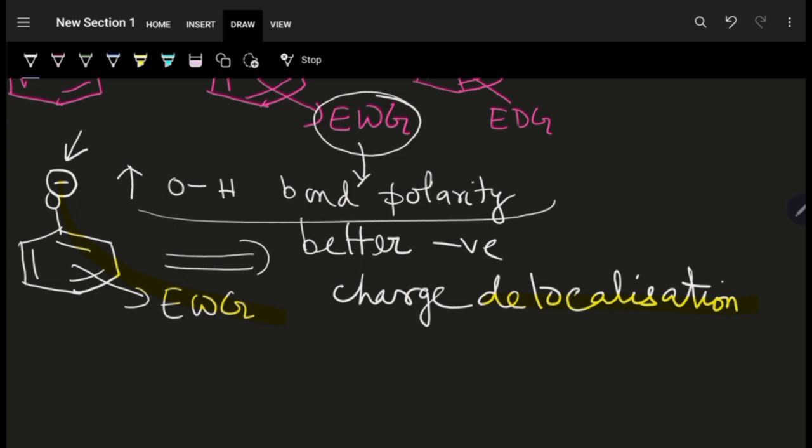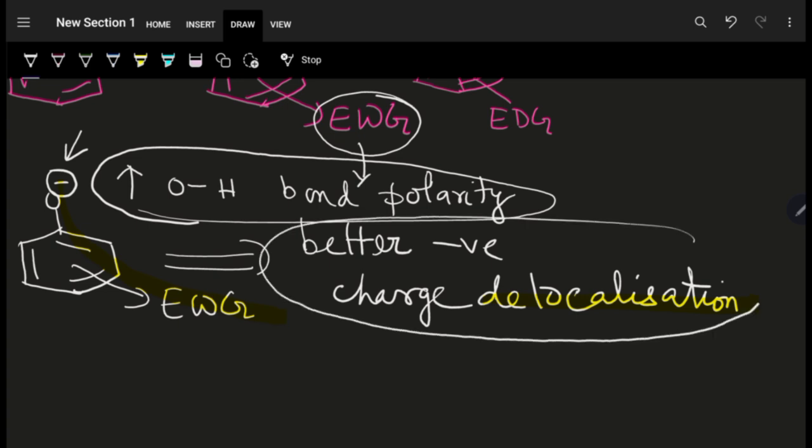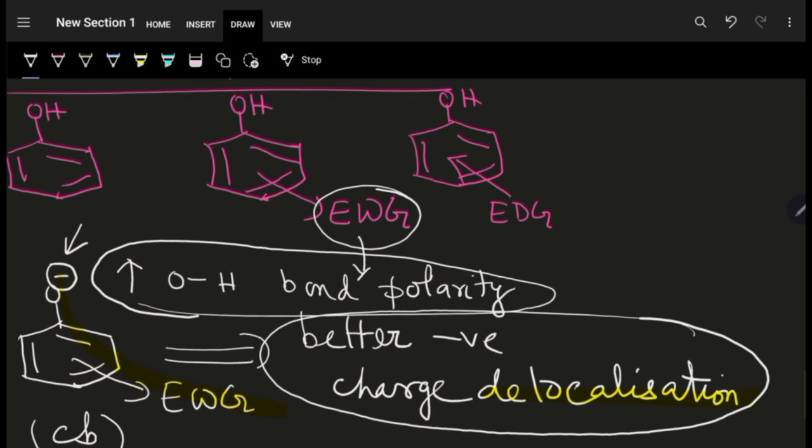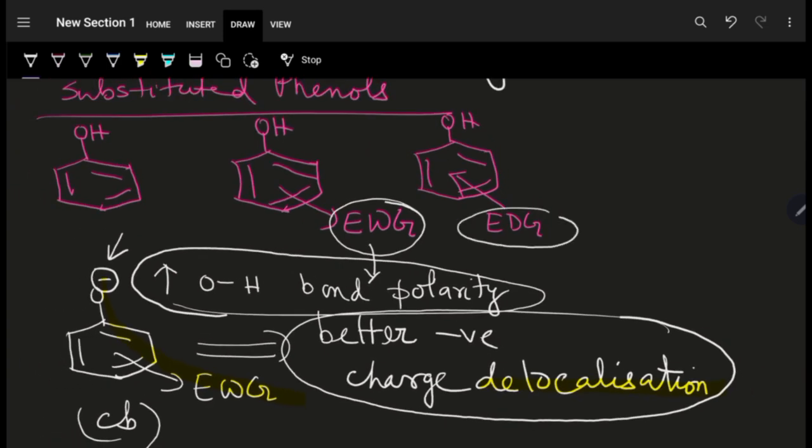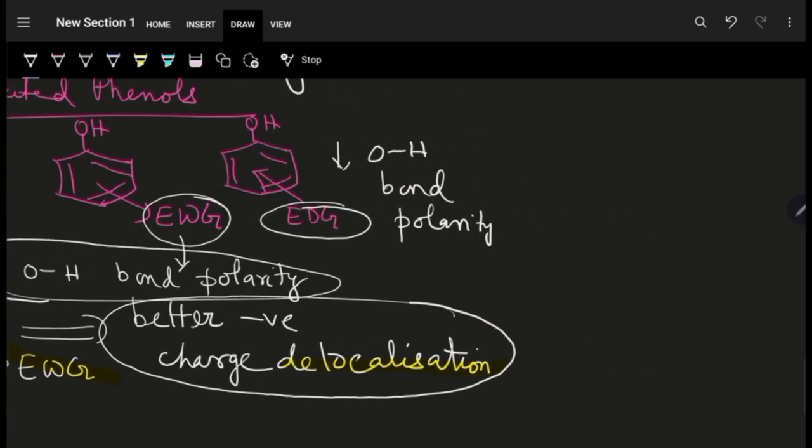So one stabilizing factor is the bond polarity between oxygen and hydrogen due to the presence of the electron withdrawing group. The next stabilizing factor is the negative charge delocalization of the conjugate base. But in case of an electron donating group, since it will donate electrons, it will decrease the OH bond polarity, and for the same reason it will decrease the stability of the conjugate base.